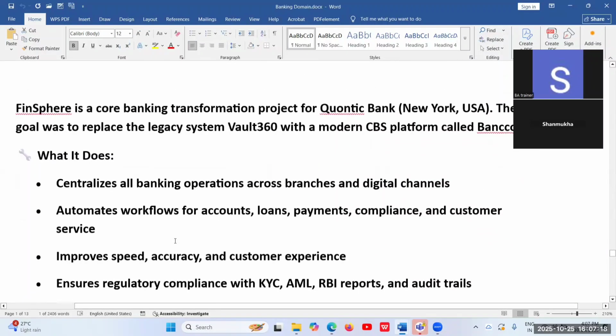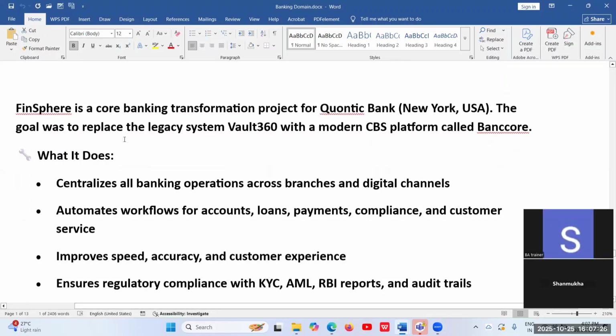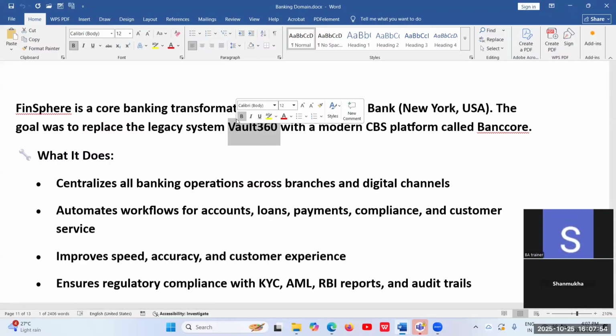Okay, so Shanmuka, FinSphere is a core banking transformation project for Quantic Bank, New York, USA. The goal was to replace the legacy system Vault 360 with a modern CBS platform called Bank Core. In every banking industry, there will be a core banking system. Currently Quantic Bank is using an outdated core banking system, Vault 360, which has some drawbacks.